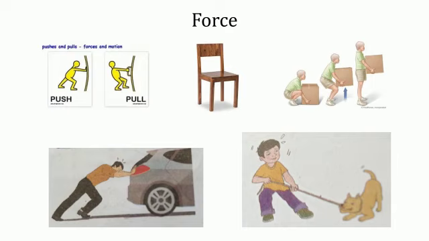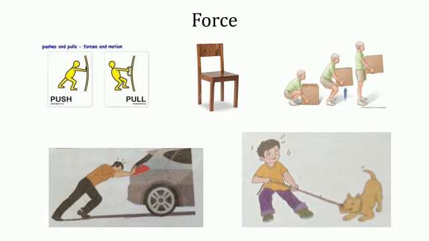A stationary object means the object which is at rest. For example, a chair will remain stationary if no external force is acting on it. The chair is a non-living thing. It cannot move on its own.